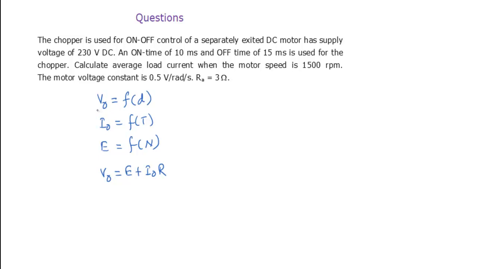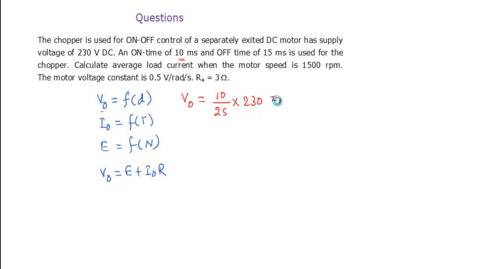Okay, V naught is a function of the duty ratio, which is decided by which chopper is connected. It is a step down chopper, so nothing is specified for a step down chopper. In that case, we can calculate V average. V average is equal to the duty ratio D into V naught. What's the duty ratio? It is on duration divided by total duration. That means 10 divided by 25 multiplied with input voltage 230.